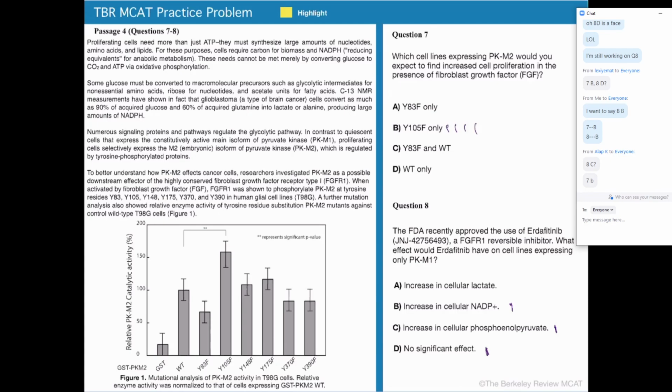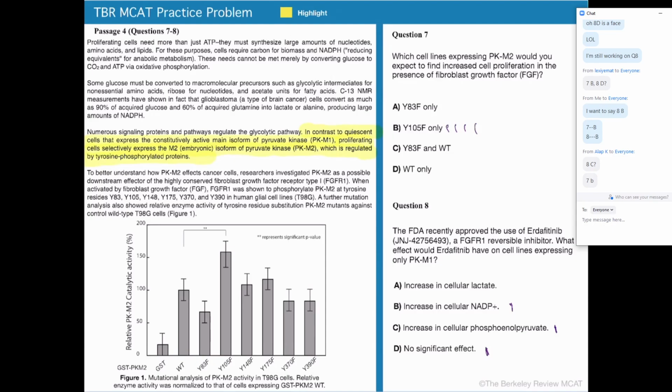These, I would say, are very important, right? In contrast to quiescent cells that are not multiplying, cells that express the continuously active isoform of pyruvate kinase 1, proliferating cells selectively express the M2 embryonic isoform of pyruvate kinase, PKM2, which is regulated by tyrosine phosphorylated proteins.